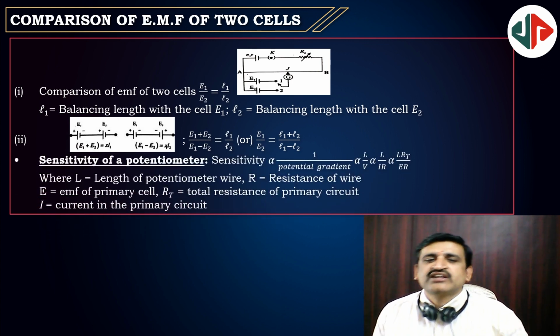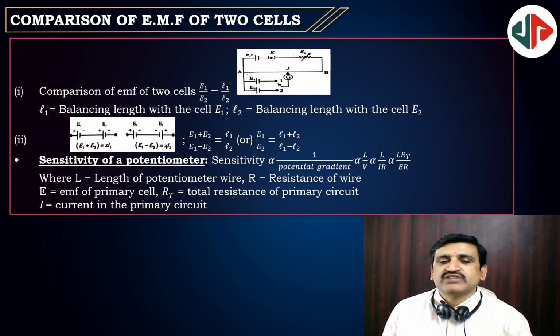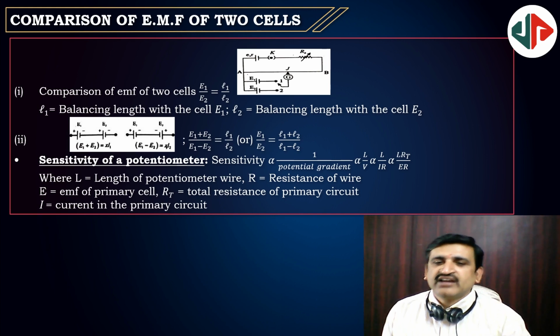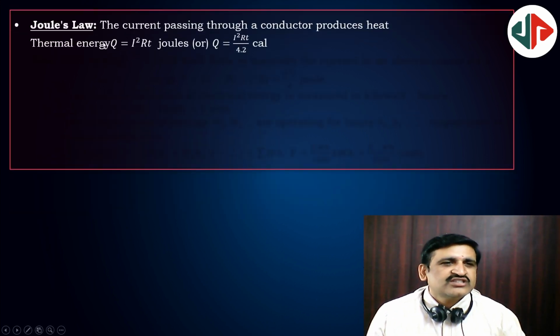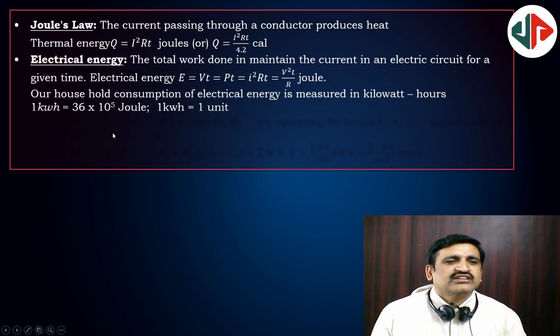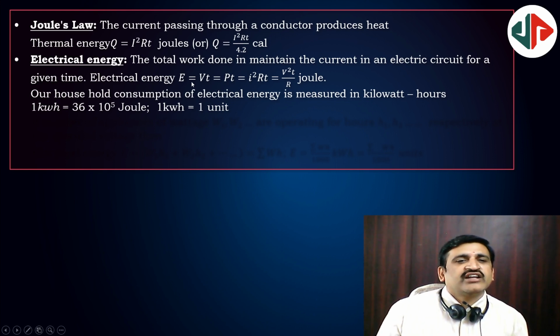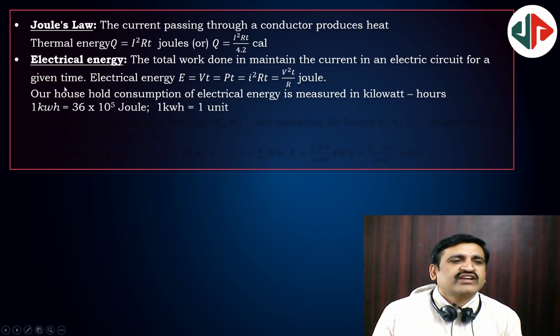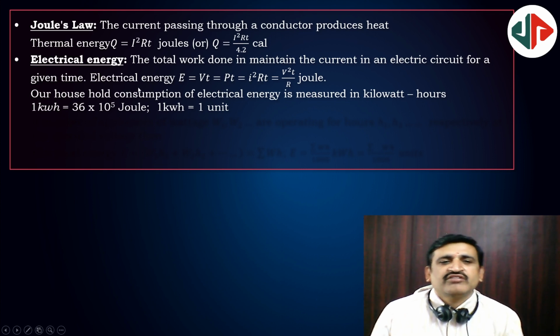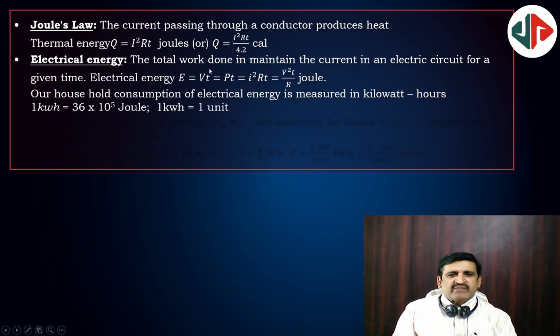Sensitivity of a potentiometer is directly proportional to the potential gradient inverse. That means inversely proportional actually. So L/V or L/IR or LR/ER. Joule's law: Q equals I squared RT, or the amount of heat produced is equivalent to work done. Electrical energy is equal to the work done to maintain the current in an electrical circuit for a given time. Electrical energy is equal to Vt, that is equal to Pt, that is equal to I squared RT, or V squared T/R.